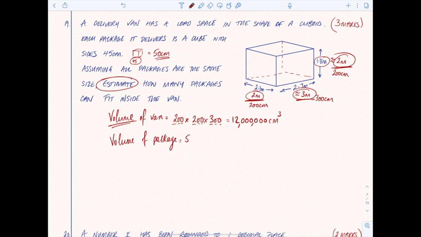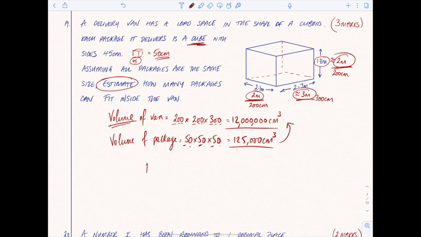is 50 times 50 times 50, because it tells you each one's a cube, so they're all the same size. Well, 5 times 5 is 25, 25 times 5 is 125, and then you've got your 3 zeros on afterwards. So each package is 125,000 centimeters cubed. The whole thing is 12 million centimeters cubed. I need to estimate, and I've already rounded the numbers, so how many times would this go into that?